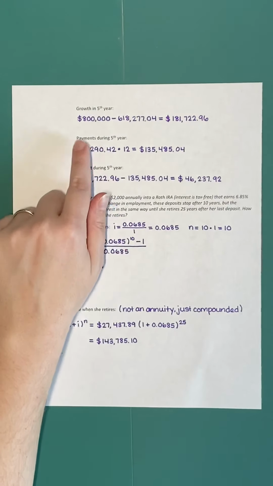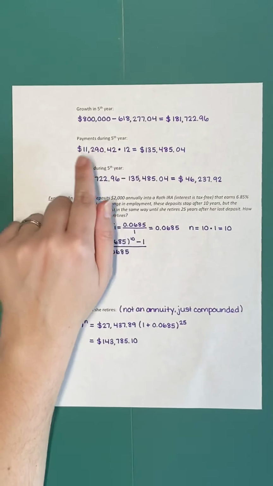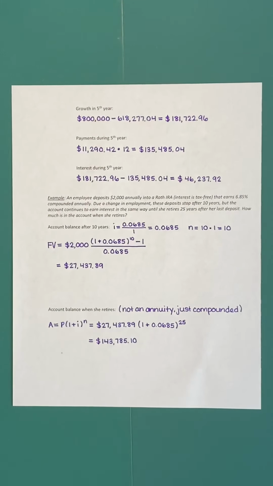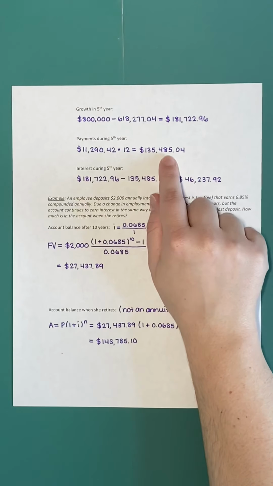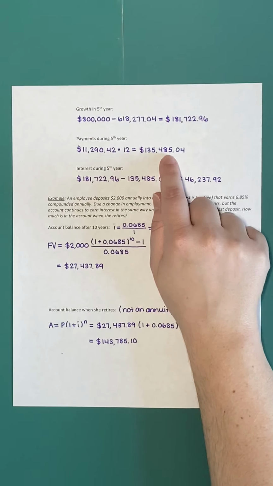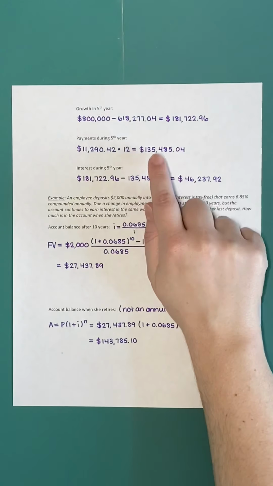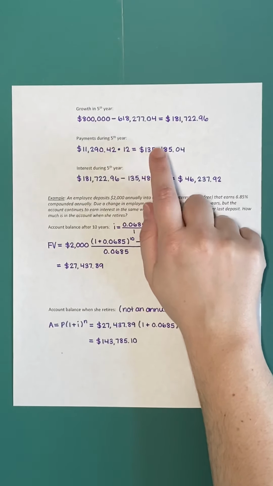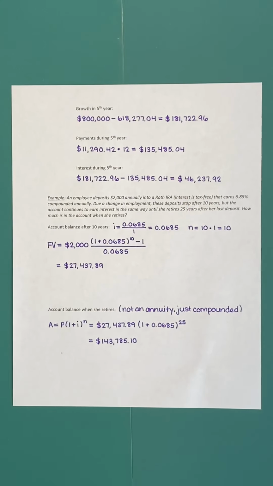We made 12 payments across the year based on our individual annuity payment. That payment's always the same every single month. So we made 12 of those payments for a total of about $135,500. If this was our total growth for the year, and this was how much we put in the account, then the difference between the two represents the interest we earned. So that's going to give you a sense of how you break down a problem.